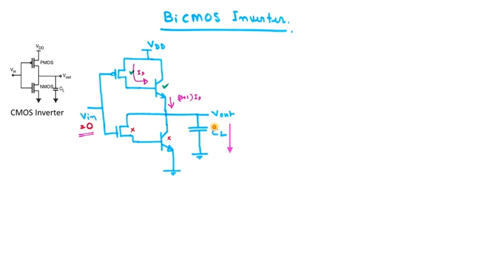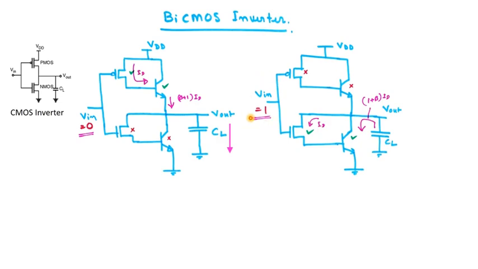So what will happen in the case of the discharging current? For discharging, let us consider that CL is initially charged and we apply Vin equal to 1. When Vin is equal to 1 and the capacitor is initially charged, this PMOS is in the off state and this NMOS is in the on state. So one current will flow, and this current will act as a base current.